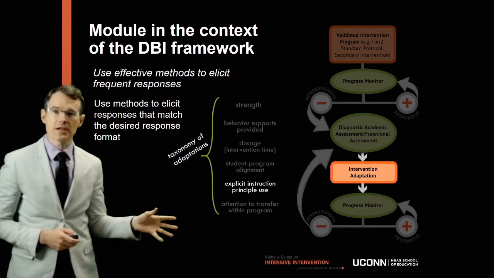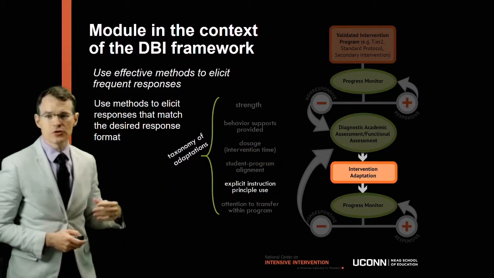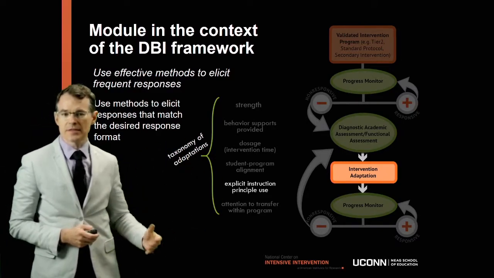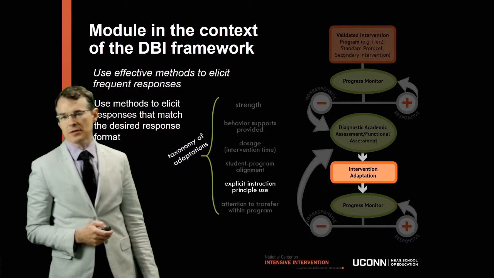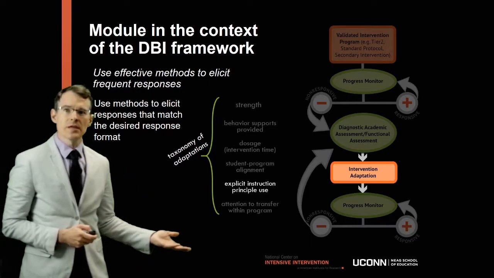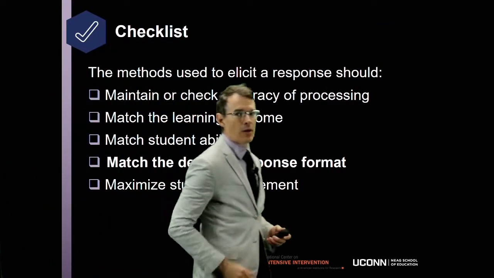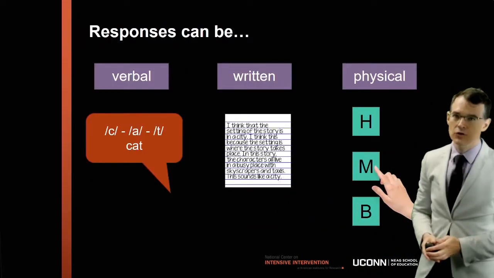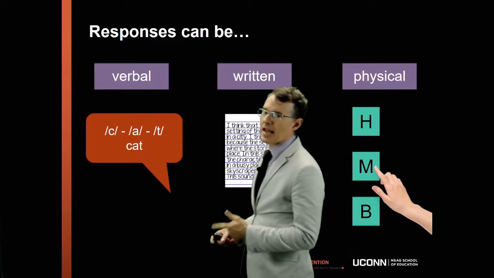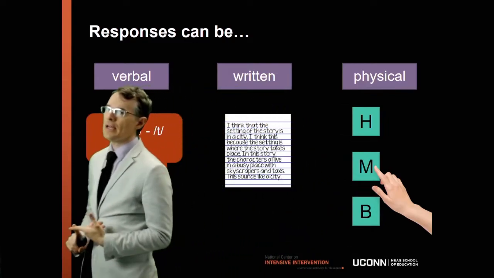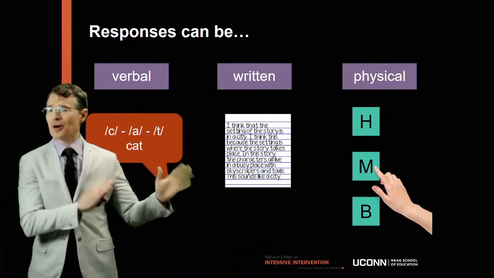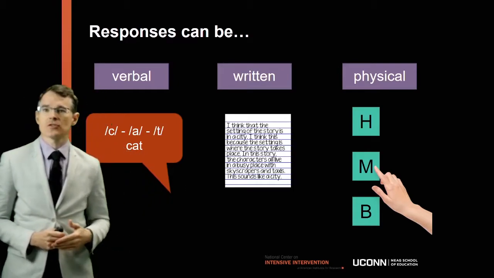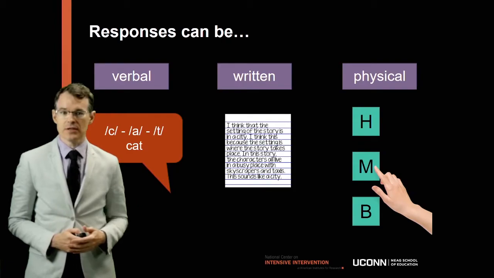So one thing you can think about is whether or not you're using a variety of methods to elicit responses that give you a variety of response formats. What do we mean here by response formats? In terms of matching the desired response format, we mean basically verbal, written, and physical kinds of responses. And there are two key points here. One, you need to decide which one you're looking for. And two, you need to use a variety of these because all three can be really beneficial to students.